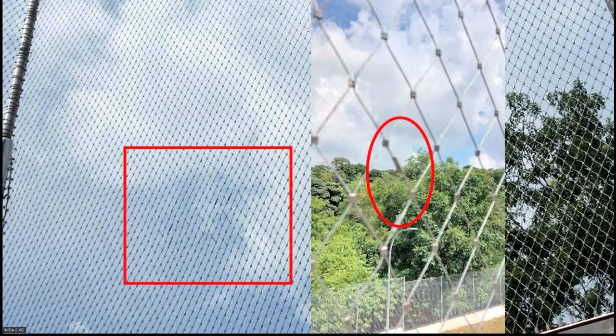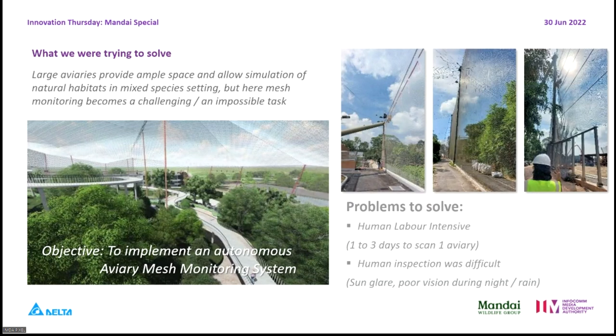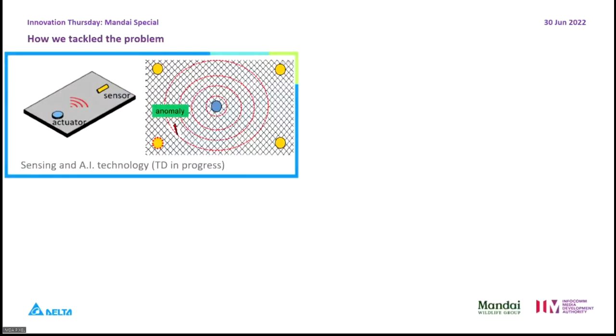So actually, if you look closely over here, you can see some defects. These are defects that have been patched up. This is the Bird Paradise, still under construction, and they are patching up. And you have to go very close in order to see the defects as well. So that just shows my point. It's a very real challenge that they face day to day, and it also takes time away from the zookeepers from actually taking care of the animals. So we came on board to try to tackle this problem.